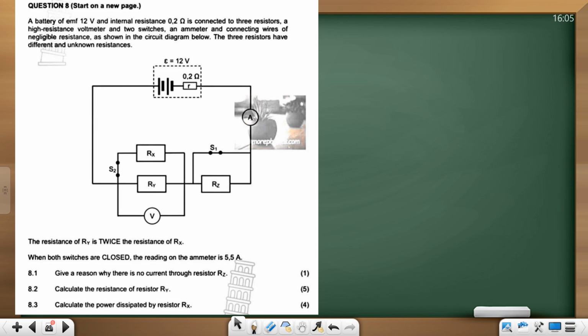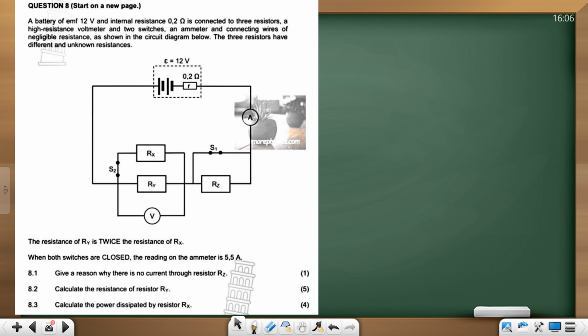Okay, guys, here we go. Electric circuit question. We're going to run quickly because I want to cover as many questions as possible. It's just having a lot of things to deal with now. All right. A battery of EMF 12 and internal resistance 0,2 is connected to 3 resistors, a high resistance voltmeter, and 2 switches, an ammeter and connecting wires.